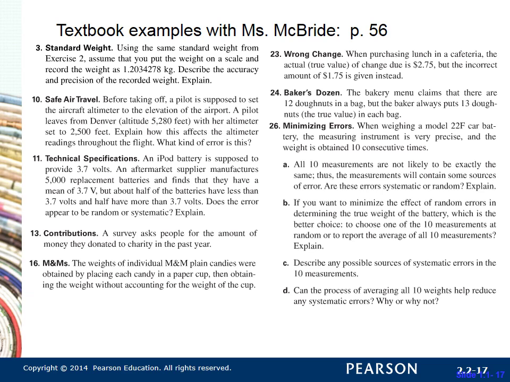All right, let's do that again with the baker's dozen. Here the bakery menu claims there are 12 donuts in the bag, but the baker always puts in 13. So the true amount in that bag is 13. My measurement, quote unquote, from the menu is 12. So my absolute error would be 12 minus 13, or -1 donuts. And again, I'm going to do my measurement minus my true.